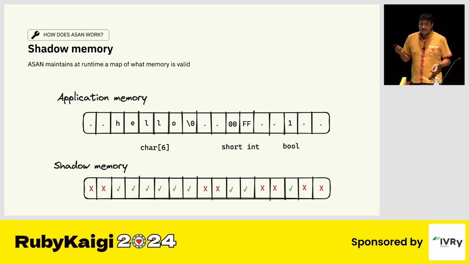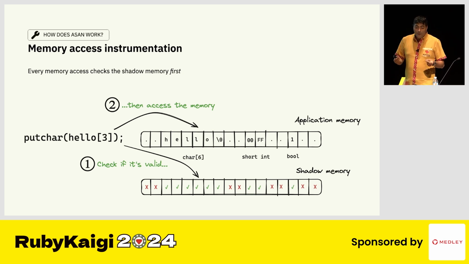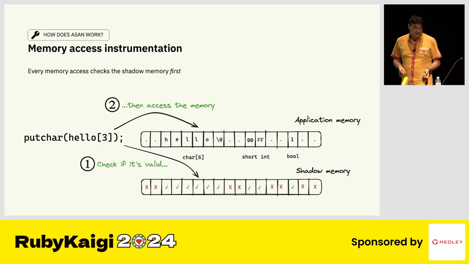And the reason it does this is so that it can do instrumentation. So ASAN rewrites all of the memory accesses in your program. So normally, hello[3] would look at the third character of the hello array and return that. But when ASAN is enabled, that turns into a two-step operation.